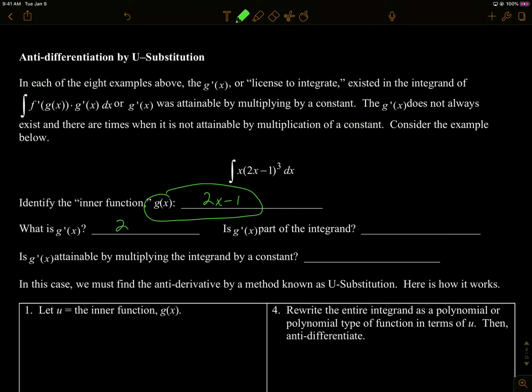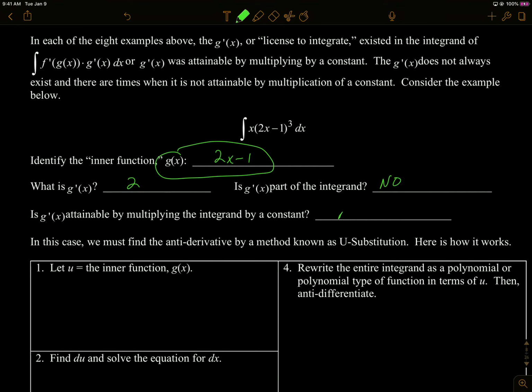And is that g prime, that 2, part of the integrand somewhere? No, I don't multiply by 2 outside, so no, it's not there. Is that attainable? Like, can I get a 2 there if I multiply by a constant? No, because I've got this x sitting out there. So what the heck do I do about that? How do I get that x in there? We're going to do something called u substitution.